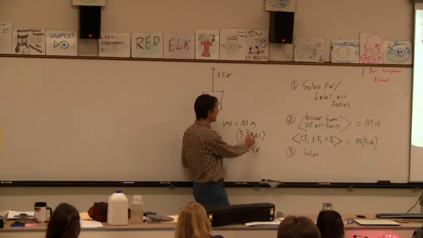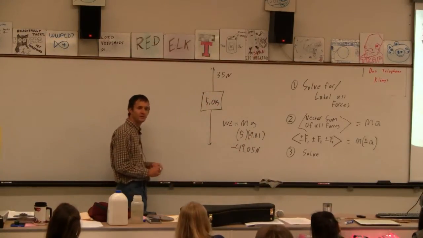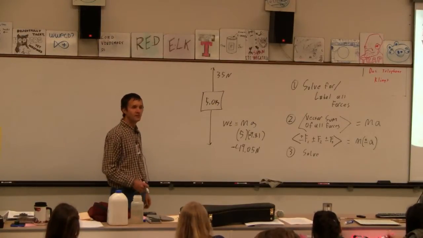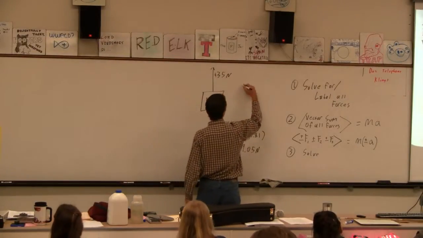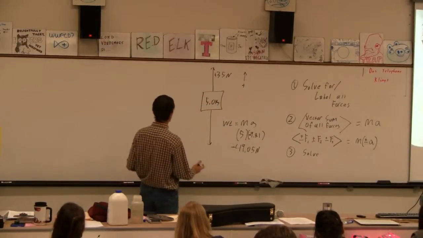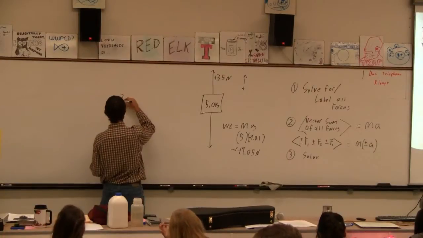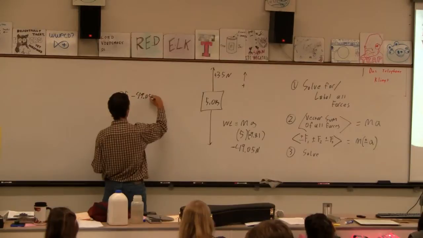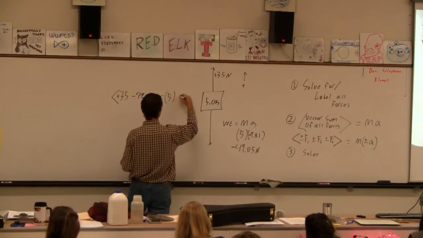Somebody said, shouldn't you make it negative? Sure you could. It really is going to be negative in the scheme of things. I was going to leave it positive and then say it's down, so therefore it's negative. Either way it's negative, right? So this guy's positive. I'm clearly going to make up positive, down negative, right? And now I'm all set to solve this. I'm going to go 35, a positive 35 minus 49.05, and then that equals 5 times a.